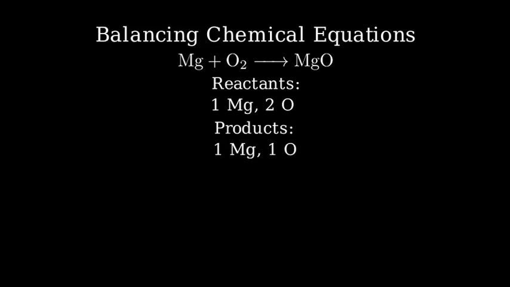To balance the equation, let's start with the oxygen atoms. We need two oxygen atoms on the product side to match the two on the reactant side. We can do this by adding a coefficient of 2 in front of MgO.